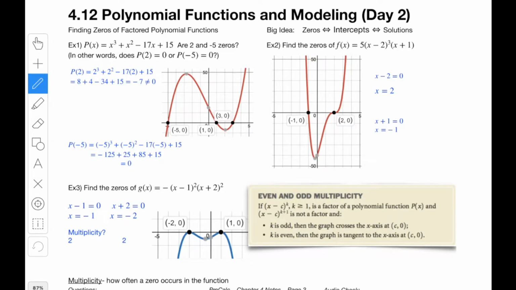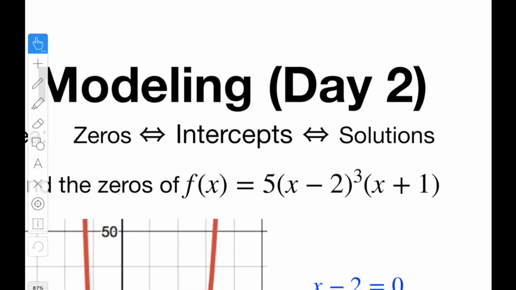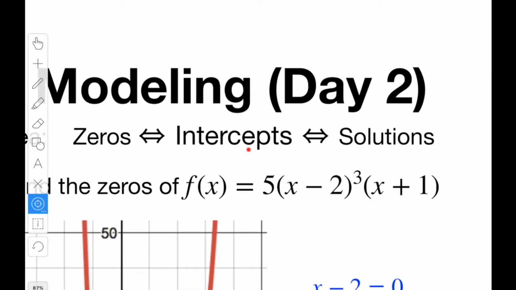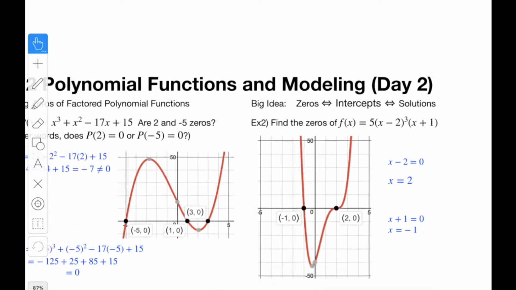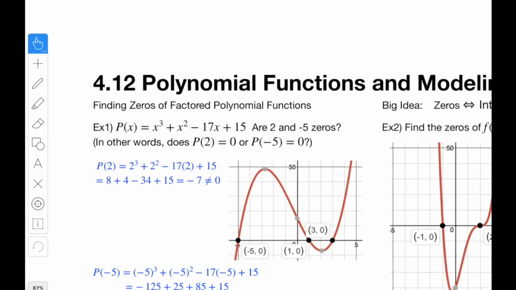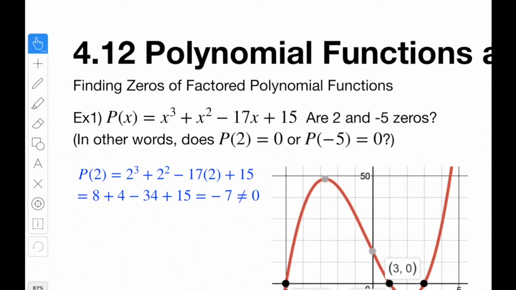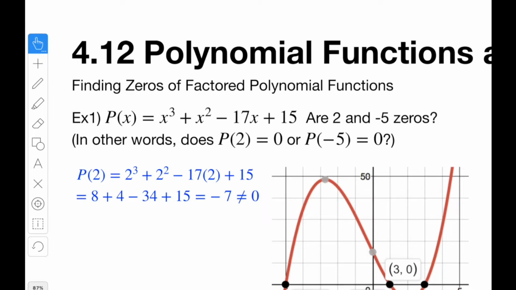All right, my math magicians, this is section 4.12, Polynomial Functions and Modeling Day 2. The big idea for today is that there's a relationship between zeros and intercepts and solutions. So if you can find the zeros, then you've got the intercepts and you've got the solutions. They're very related. In fact, they're so related that students often confuse the two because they often mean the same things. So let's find the zeros of factored polynomial functions.